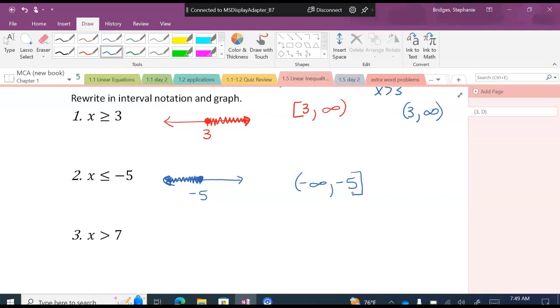All right, then I have x is greater than 7. So again, nothing to solve. It's already solved. I'm going to put 7 in the middle. Is that one an open circle or a closed circle? Open. And which way am I going to shade? To the right.